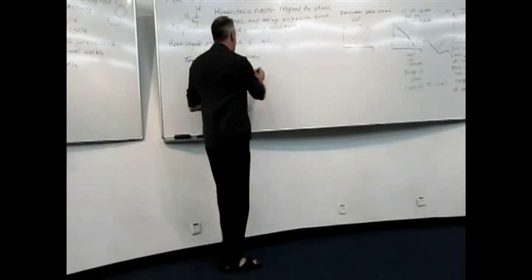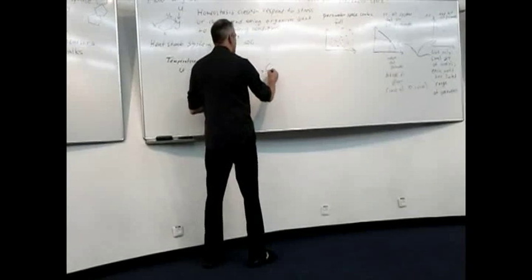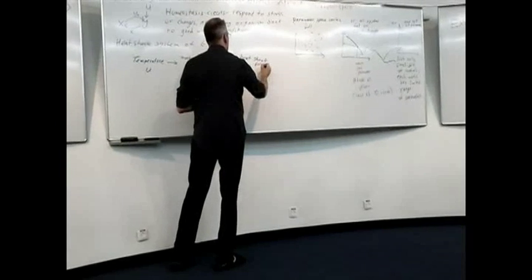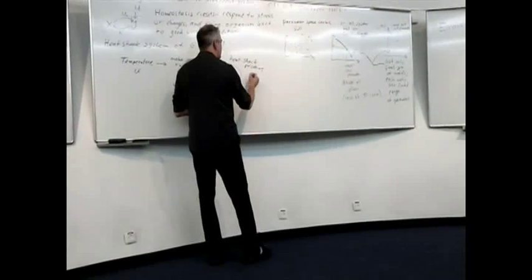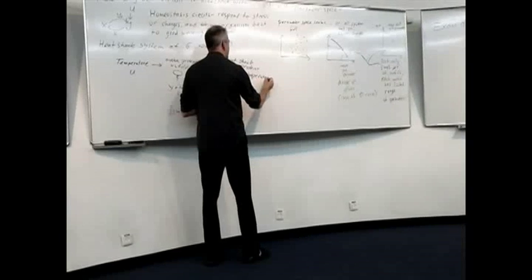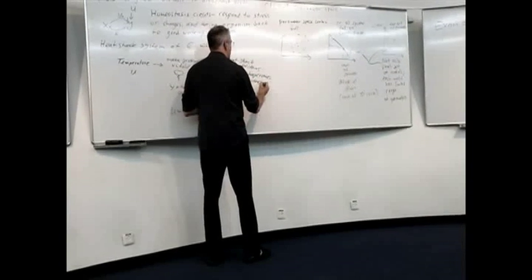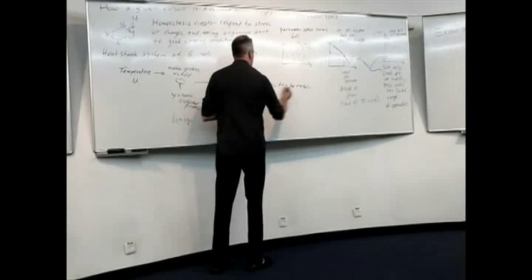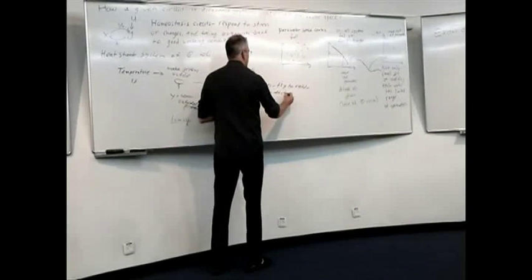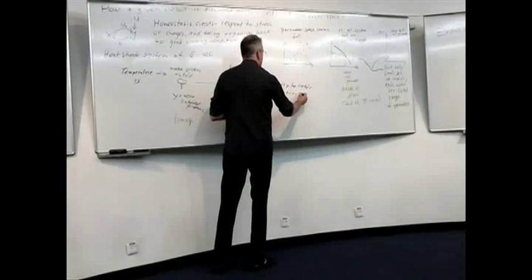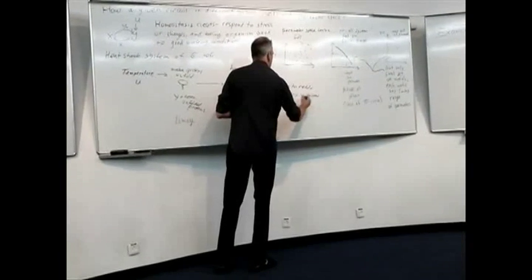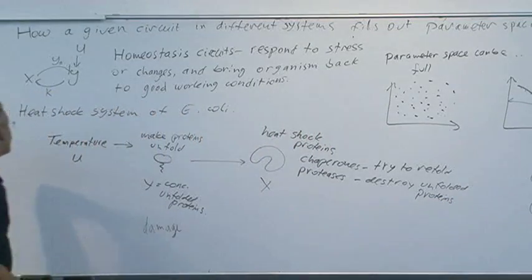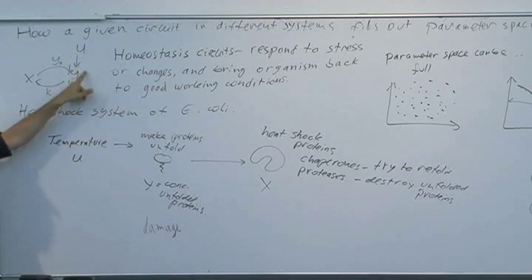And when there's unfolded proteins, the cell makes a set of proteins called the heat shock proteins, like chaperones and proteases. Chaperones try to refold, and proteases destroy the unfolded proteins. And these will be our X. Okay, so we have a system where temperature makes unfolded proteins.